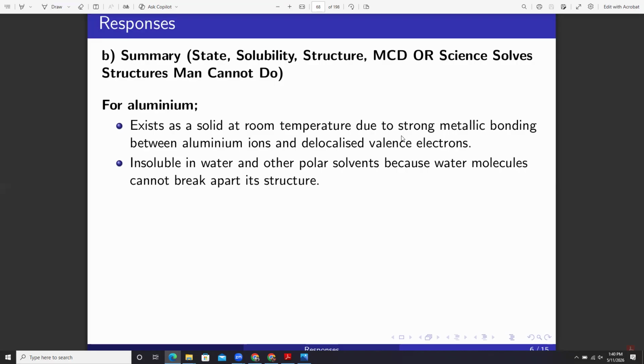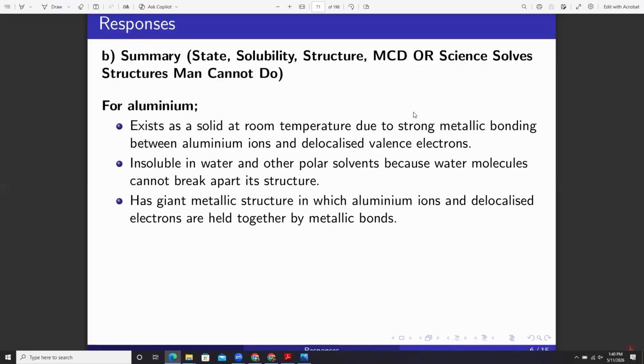Then what is the structure of a metal? A metal has a giant metallic structure. And what do you have in a giant metallic structure? In a giant metallic structure, like the way we have seen, one has aluminium ions, positive ions of a metal. The metal in this case is aluminium. So one has aluminium ions and the delocalized electrons, which are held together by metallic bonds.